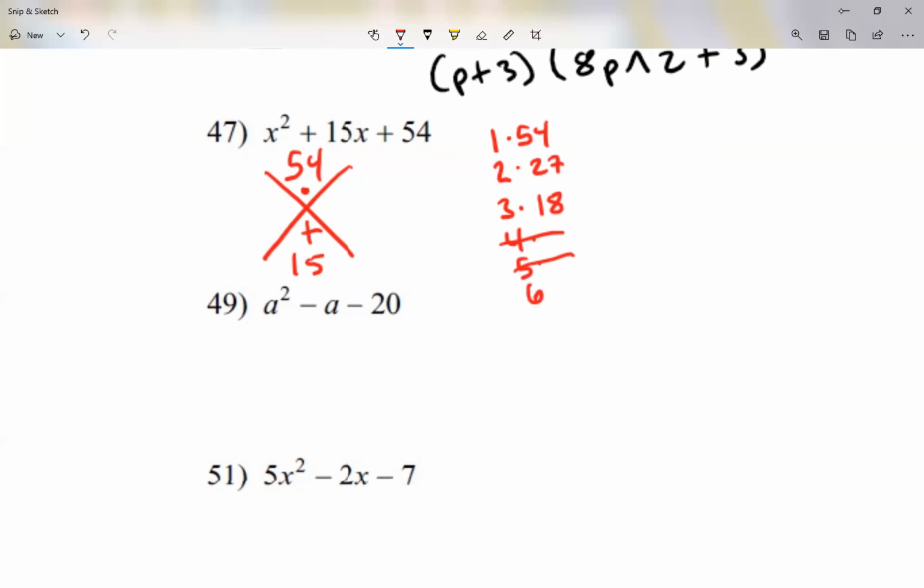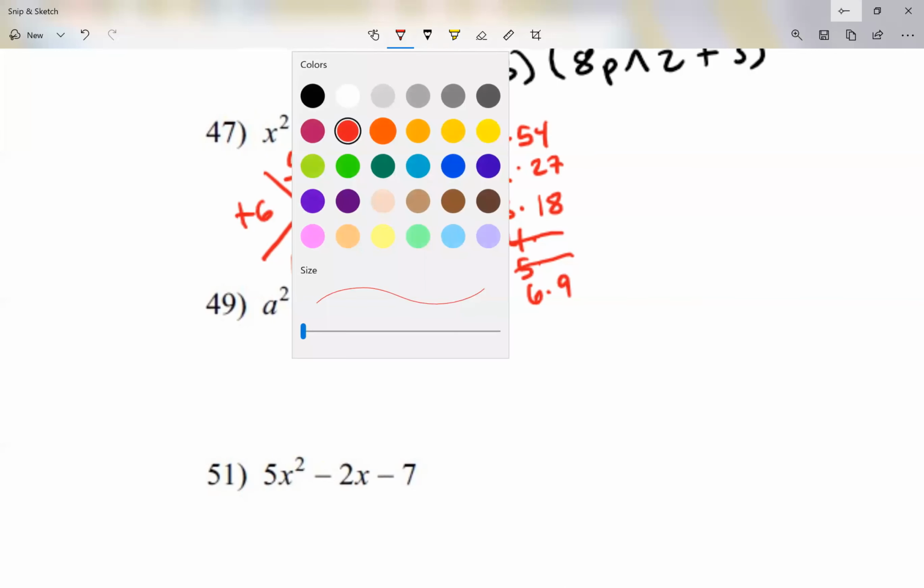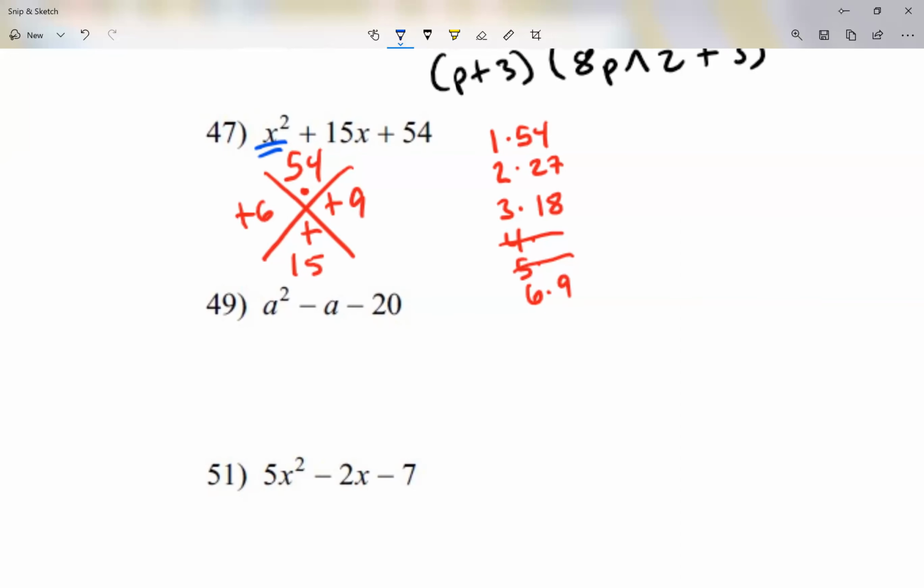How about 6? Again, notice on my list, I started at 1 and I keep on going till eventually something's going to work. 54 divided by 6 is 9. All right, so 6 times 9 is 54. And when I add my numbers, 6 plus 9 is 15. So those are the factors that I was looking for. Positive 6, positive 9. All right, so now what's going to be my answer? Because the initial letter was x to the second, my first parenthesis is going to be x plus 6. My second parenthesis will be x plus 9. Notice where my plus 6 and my plus 9 came from.